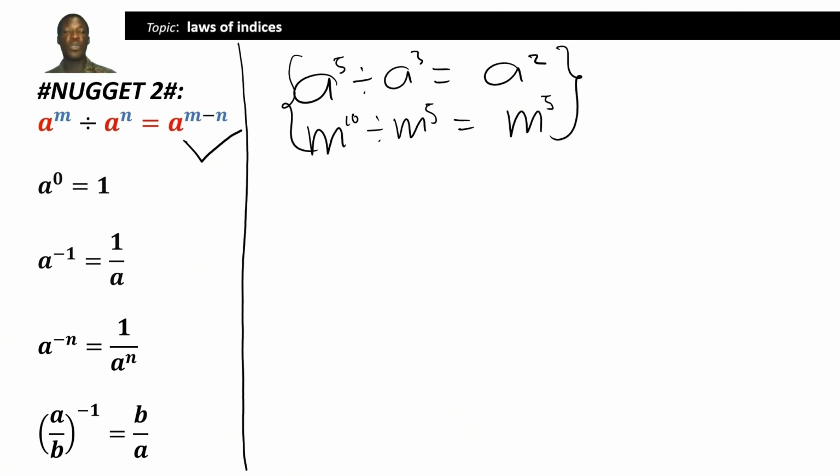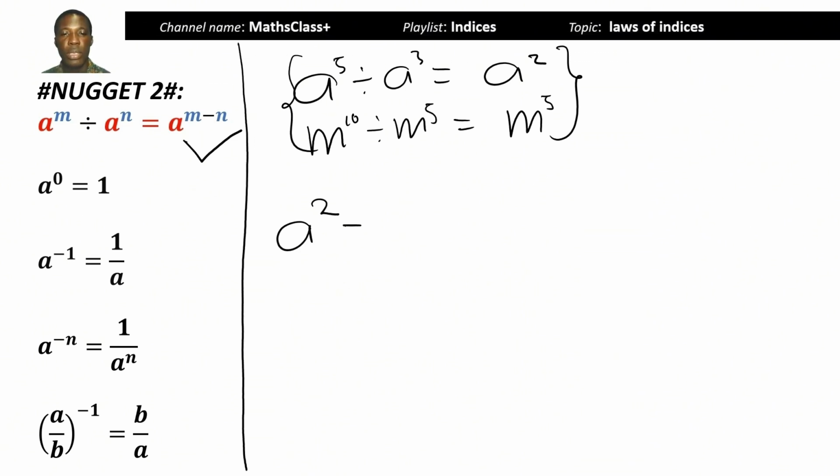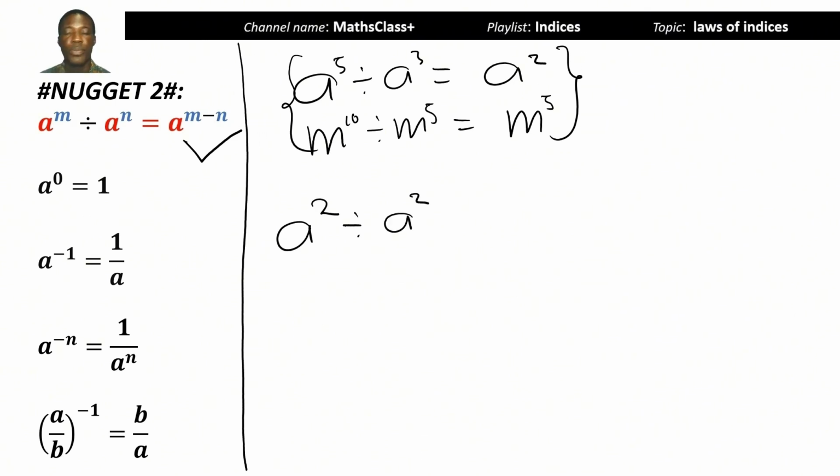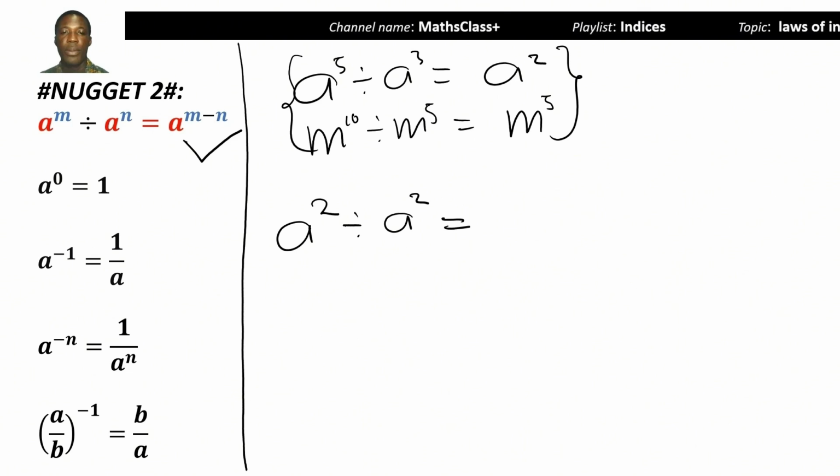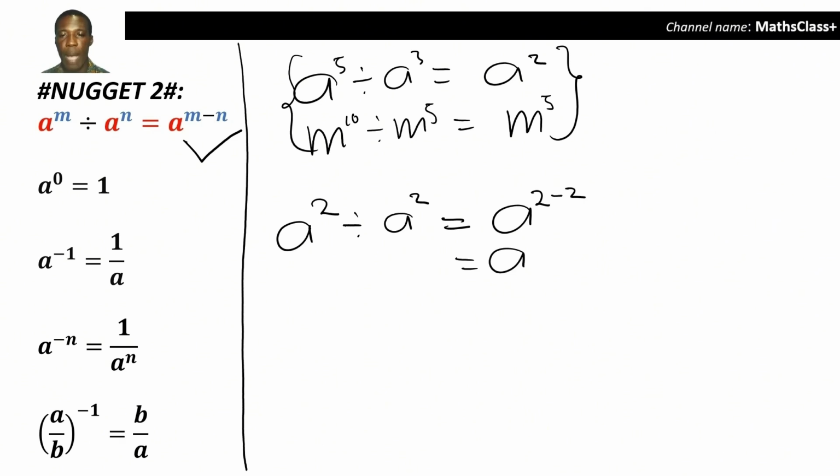Now let's look at a situation where the exponent of the divisor and the exponent of the dividend are the same. So assuming I have a to the power 2 divided by a to the power 2. Now from what we have seen, this gives us a to the power 0. Is that not so? Okay, let me go slow. So a to the power 2 minus 2 gives us a to the power 0.